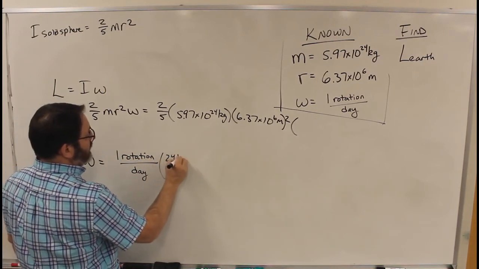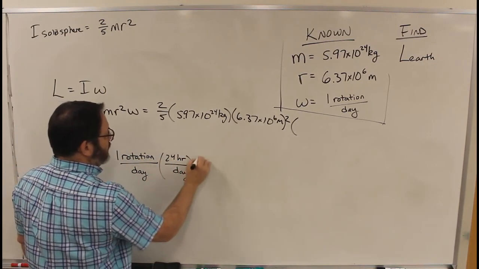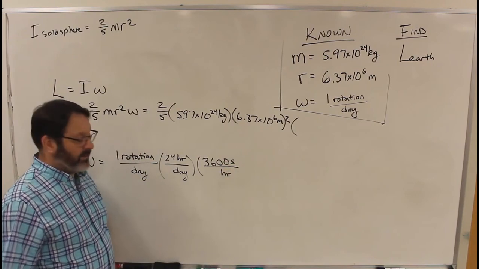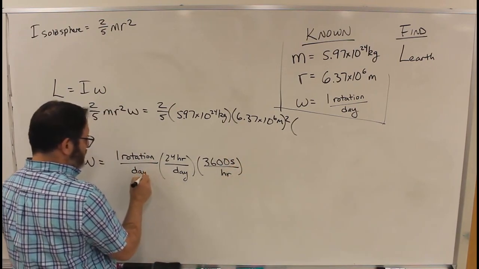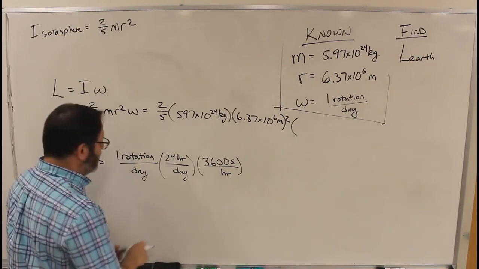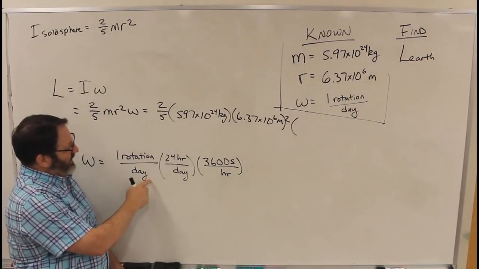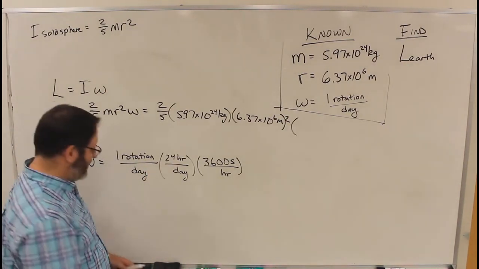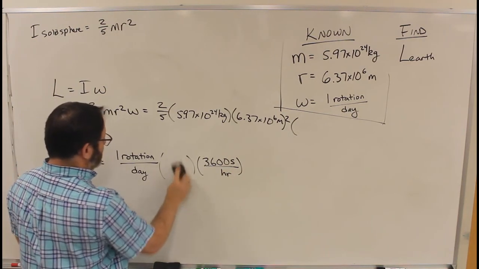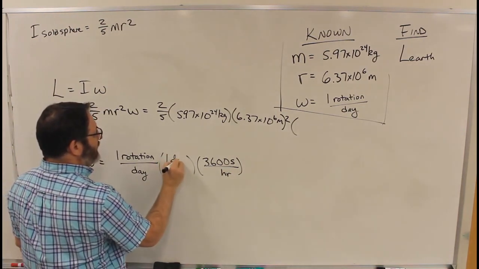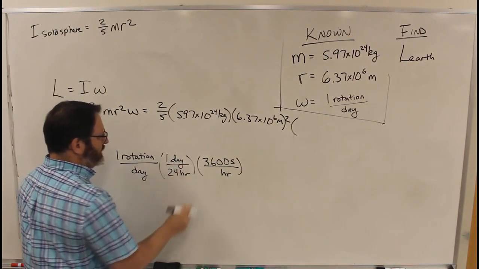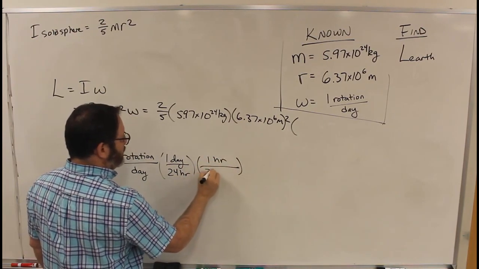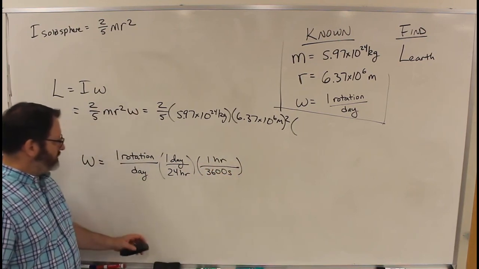I know there are 24 hours in a day. I know that there are 3,600 seconds in an hour. That's 60 times 60. So now, I did that wrong. This is a good example of why I always set it up and cancel units, because day on the bottom is not going to cancel day on the bottom. I have to flip that. 1 day per 24 hours. 1 hour per 3,600 seconds.